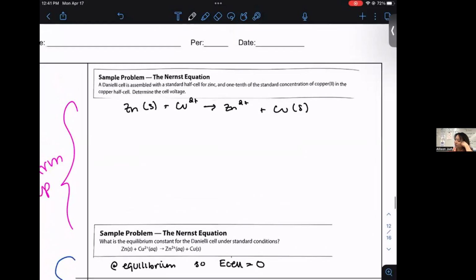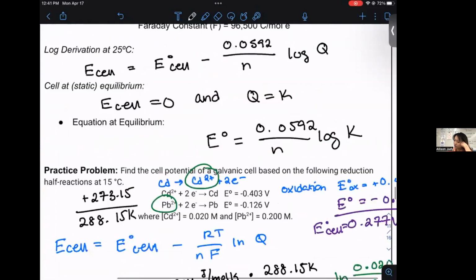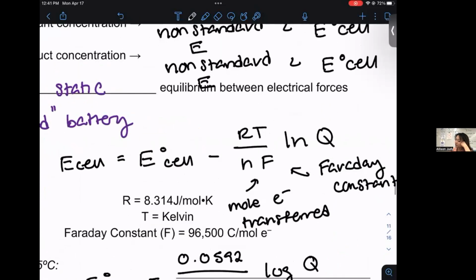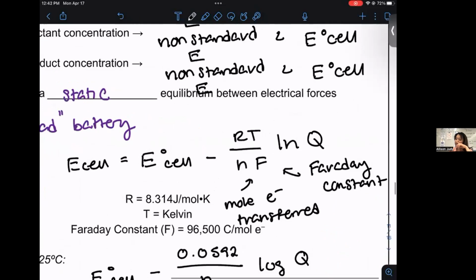The first derivation is the original Nernst equation, which is this. The electrochemical potential of a non-standard cell is equal to the standard cell potential minus RT over moles of electrons times Faraday's constant, ln Q. Q is the ratio of products to reactants, not at equilibrium. All right, so that's what we looked at last time.